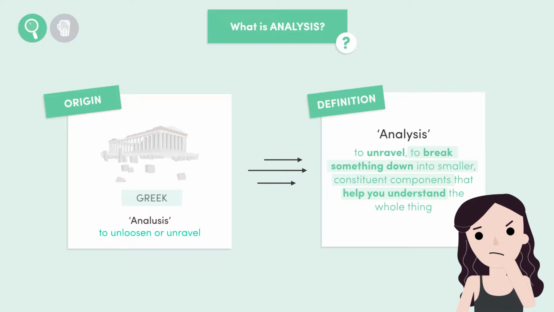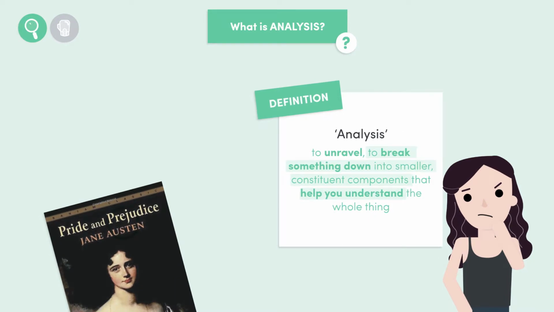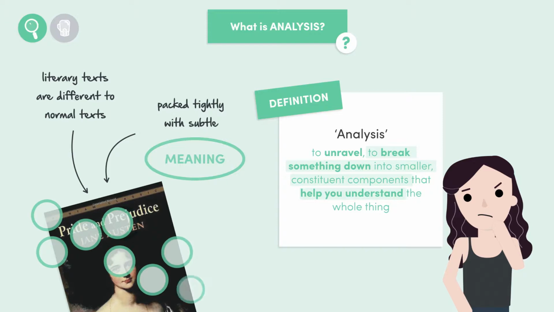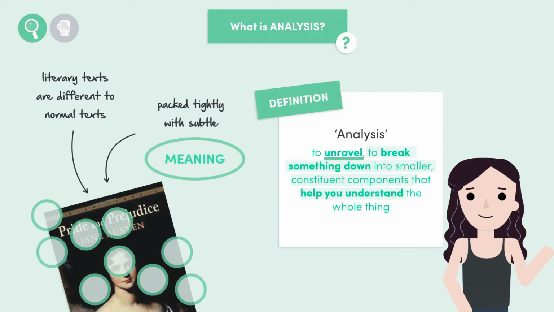And the reason we're so keen on analysis in English is that literary texts are different to normal texts in one crucial way. They're stuffed way more tightly with subtle meanings. They're higher pressure, if you like. And that means we normally need to unravel these texts if we're going to get anywhere near understanding them.